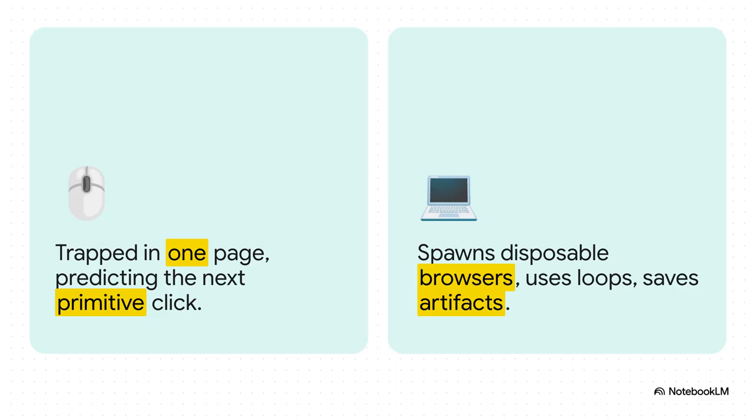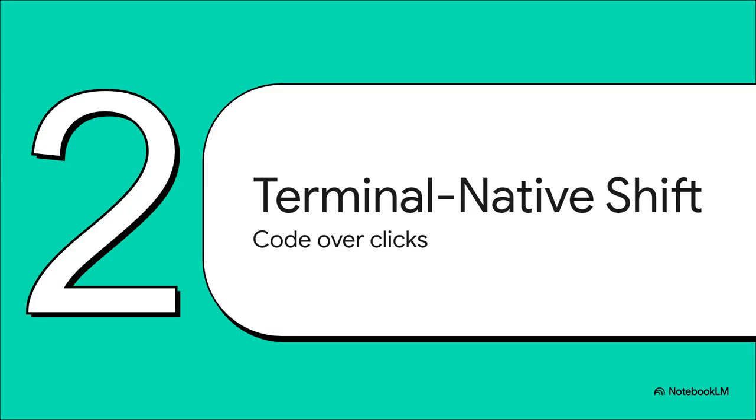But Webwright takes a totally different approach. It completely separates the agent from the browser session. These Webwright agents operate directly from a terminal. They can spin up a browser, take a look around, and then instantly throw it away without ever losing their place. Which brings us to Section 2, the terminal native shift, focusing on code over clicks.